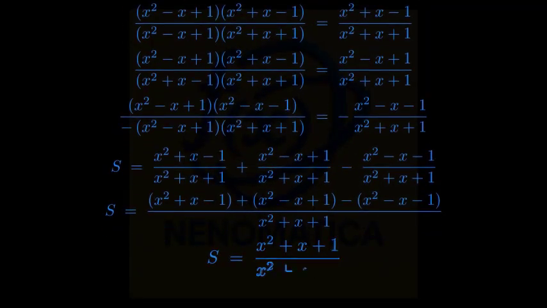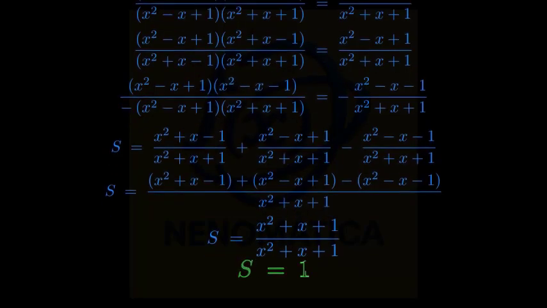Now simplify the numerator carefully. The terms combine to x squared plus x plus 1. That gives the numerator equal to the denominator. Therefore, the entire expression simplifies to 1.